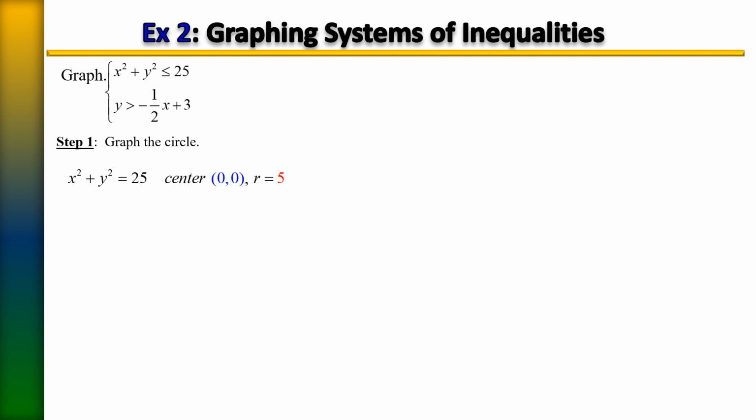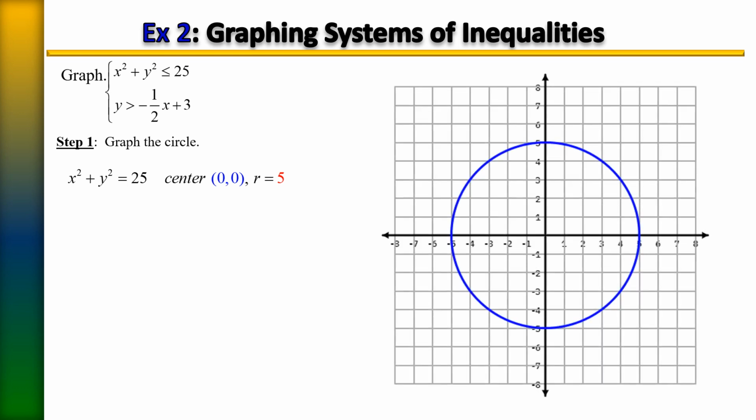So to graph that, recall, all we have to do is, step 1, plot the center, which is located at the point of origin, 0, 0, and then just move 5 units out in each direction. So our circle is going to look like so. Our next step is to determine whether we're going to shade inside the circle or outside the circle.